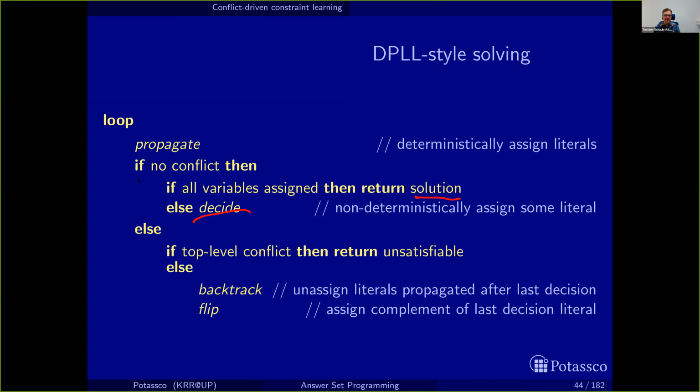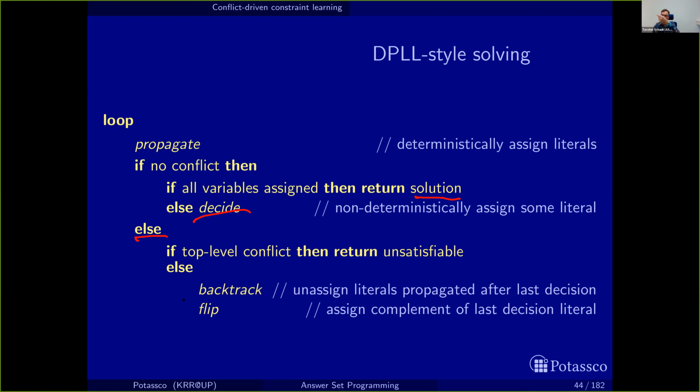And otherwise, and this means now we have a conflict. If the conflict appeared without making any choices, no decisions, then the problem is unsatisfiable, you just return it. Otherwise, you do backtracking, right? You unassign the literals that are propagated after the last decision. You flip this decision and go in the other direction.